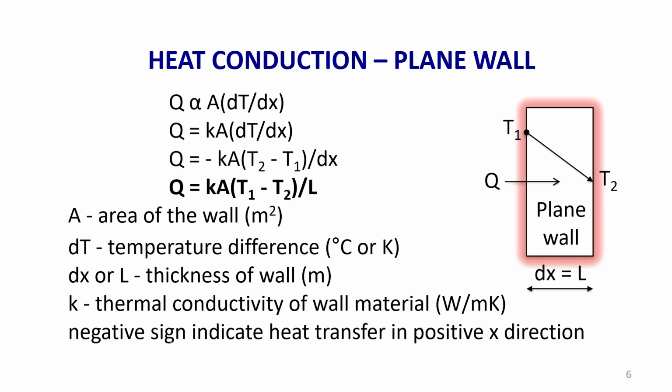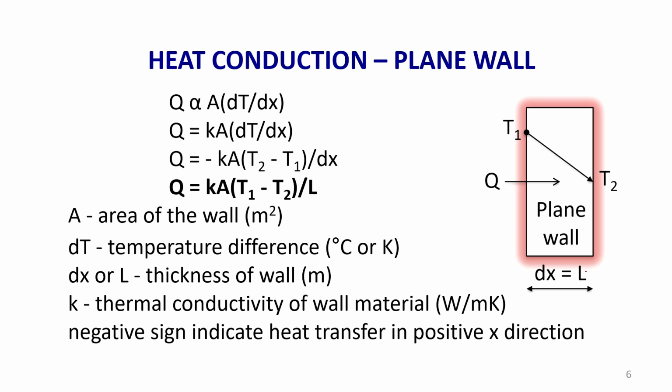So this is a plane wall. I have shown the schematic of the plane wall where heat transfer takes place in this direction. I have given the direction. T1 refers to the higher temperature and T2 refers to the lower temperature region. So heat will flow from high temperature to low temperature, that is quite obvious.